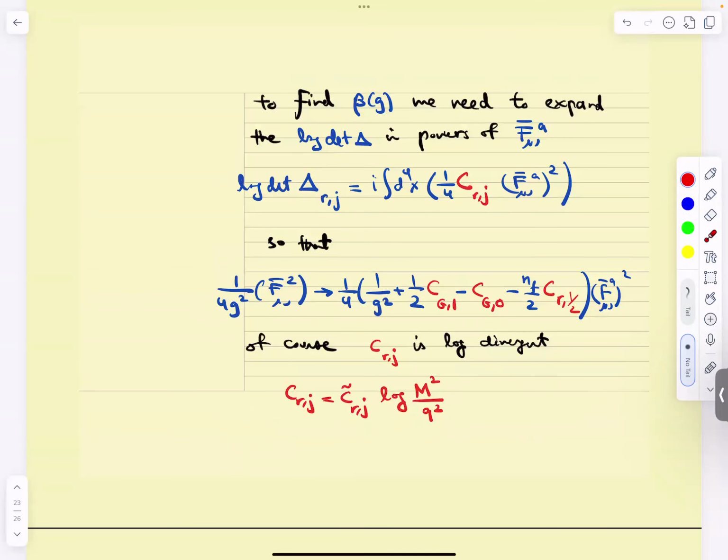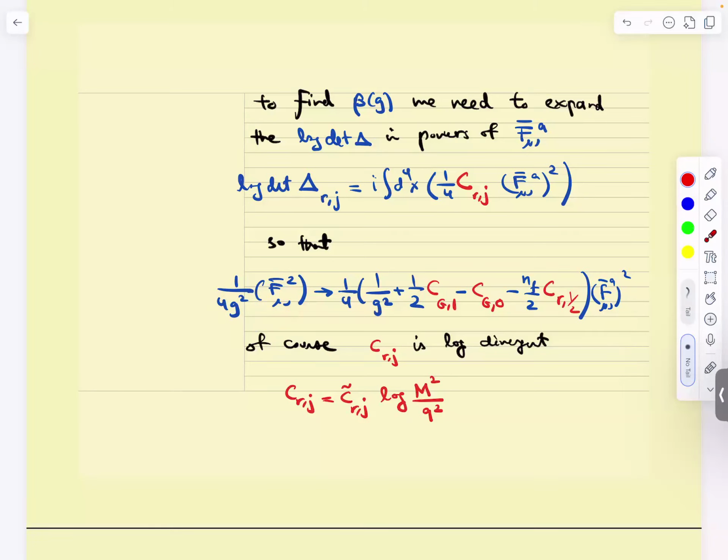All right. To find the beta function, as I said, what we need to do is take this log determinant and expand it in powers of F bar, the background field strength, and isolate the piece that's F bar mu nu squared. So you take the log of the determinant, and these coefficients are what we want to read. I put the 4 separately just because it's a convenient thing, because we're going to look at the contribution of this, and it has to take the form F mu nu squared over 4g squared. So that 4 I isolate separately.